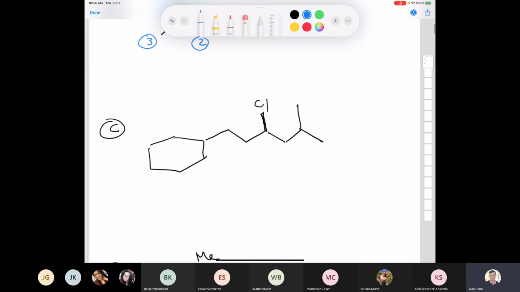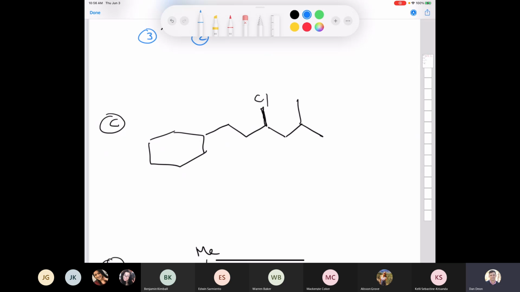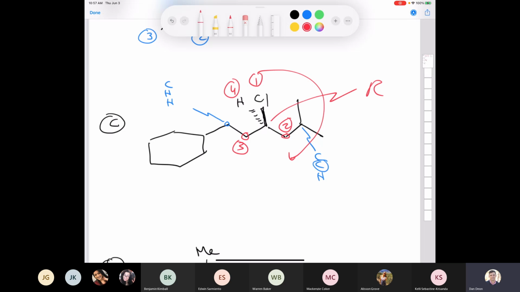The next one, we have a chlorine, which is going to be our highest priority. We have a hydrogen, which is going back into the page like this. So we have 1, we have 4. These two carbons are identical. They're both attached to carbon, hydrogen, hydrogen. But once I get to this one here, it's attached to carbon, carbon, hydrogen. And this one here is attached to carbon, hydrogen, hydrogen. And so this is my tiebreaker. That means that this is my second highest priority group. This is third. So I go from 1 to 2 to 3, which is clockwise. Therefore, this stereocenter is R.